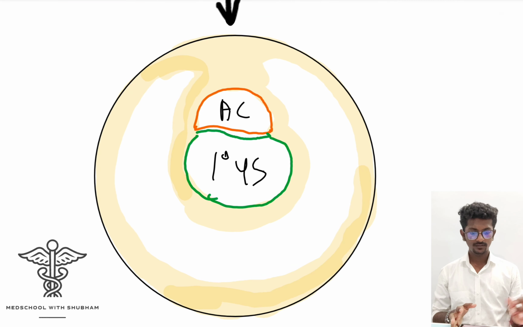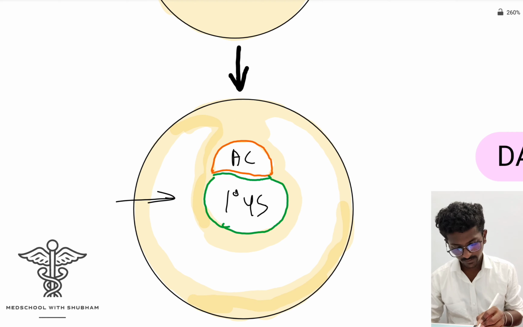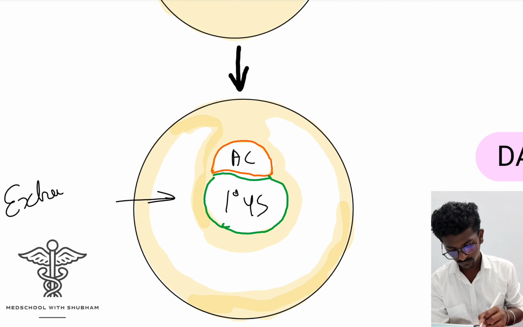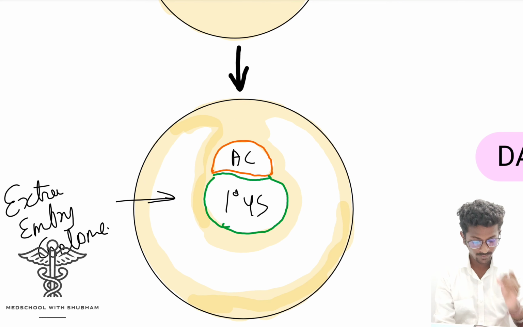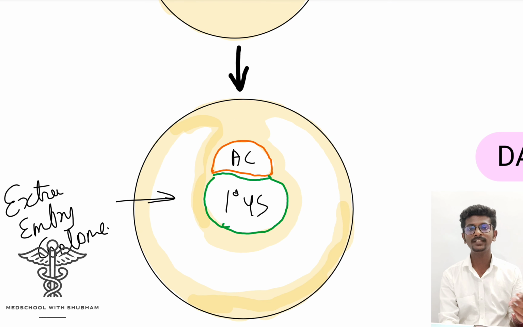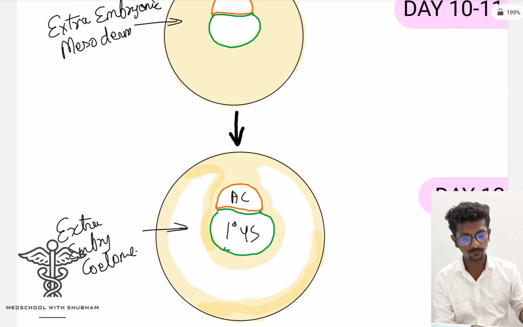Okay, so this is called the extra embryonic coelom. Why? Because this coelom is formed in the extra embryonic mesoderm. Therefore, it is called the extra embryonic coelom.